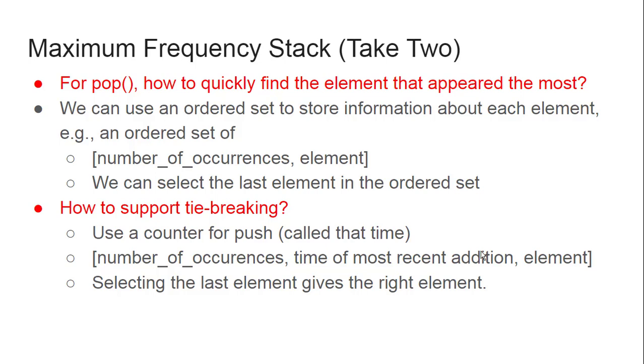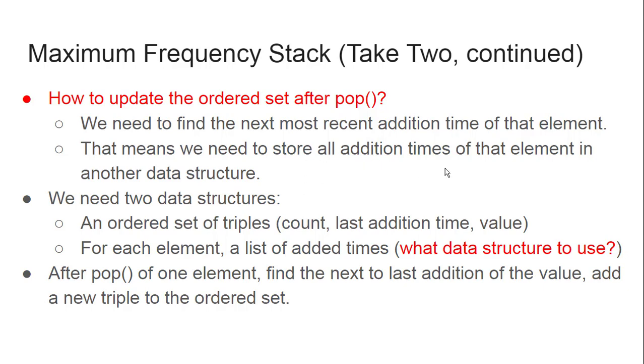That means we need to find out what is the previous occurrence of 5. So we need to store all the times of push for each element in another data structure. Then we need 2 data structures. One is an ordered set of triples: the frequency, last addition time, and the value. And the other data structure will enable us to find, for every element, the list of the times of that element being added. So what data structure should we use there?